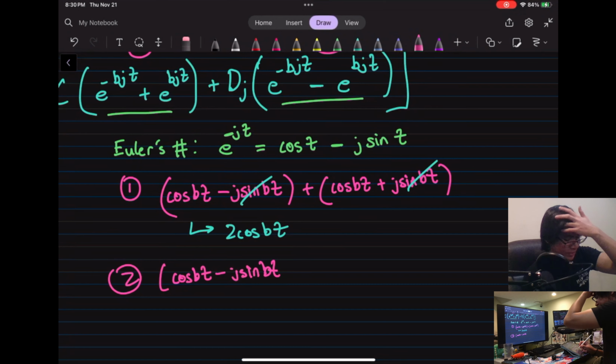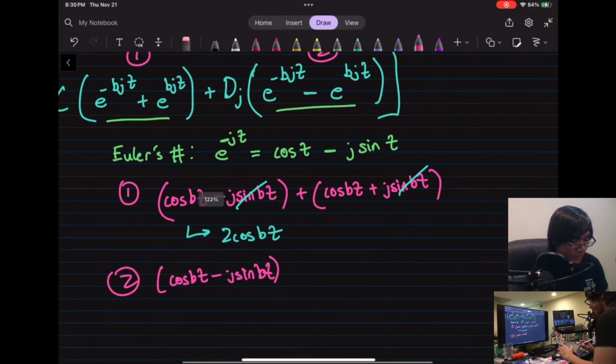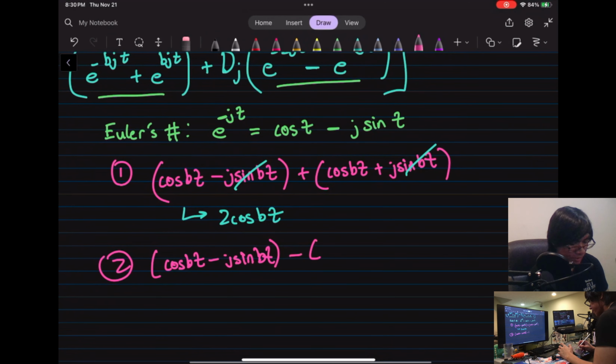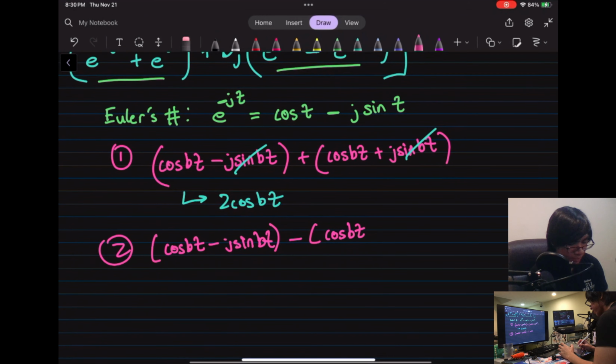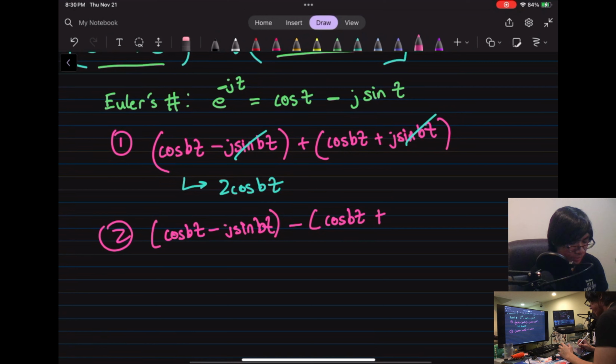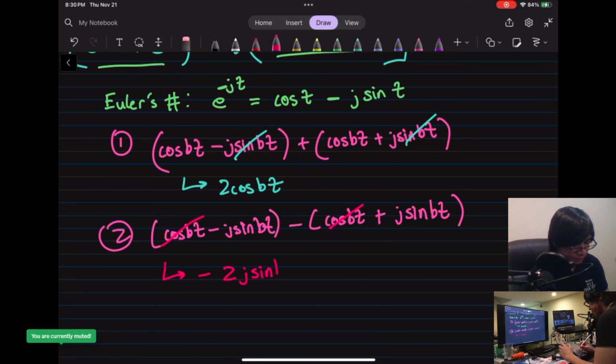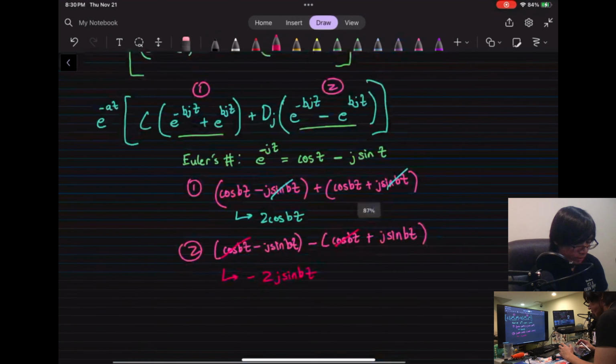And then now minus the positive, cosine bt plus j sine bt. So now this time the cosine dies out, and we have 2 negatives, so that's negative 2j sine bt. Did I do that correctly? Okay.